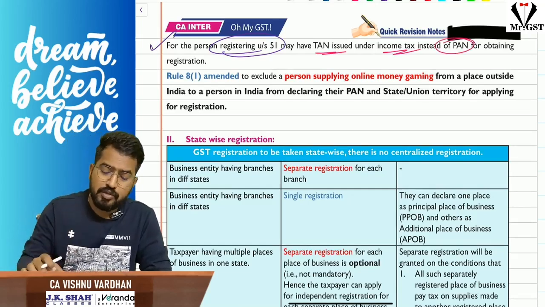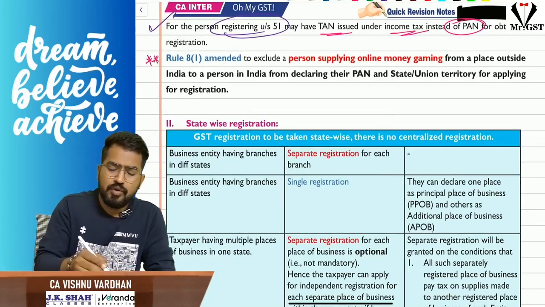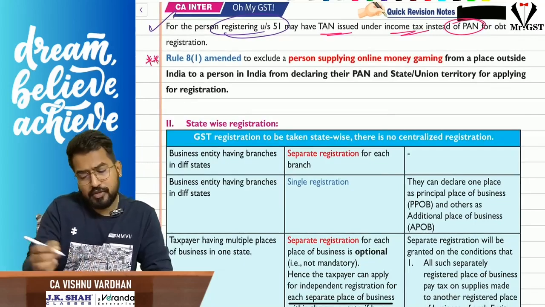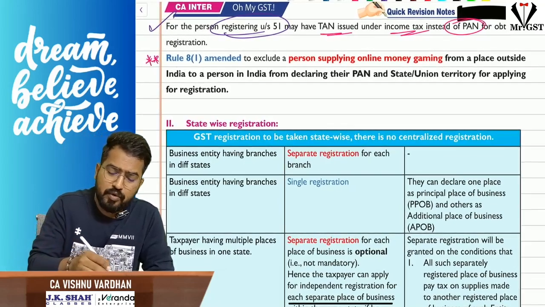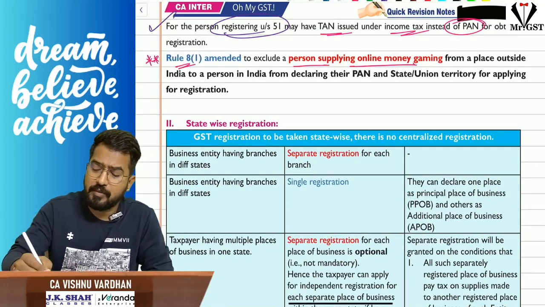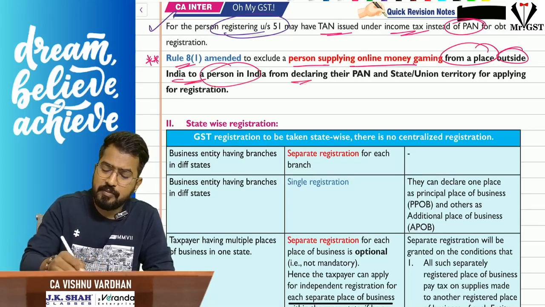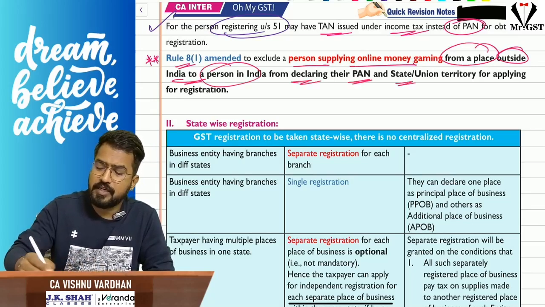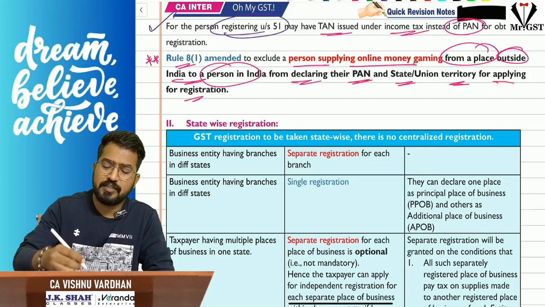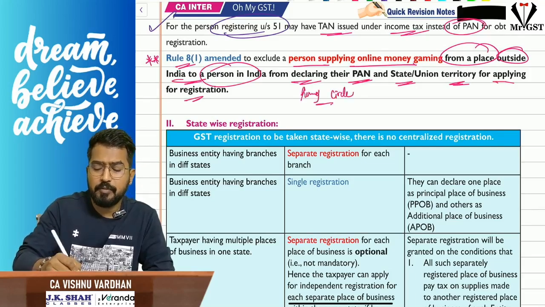Another one. So now this is important for you. This is the amendment actually for your exam. So actually what happened now, sir, rule 8 sub rule 1 has been amended to exclude a person supplying online money gaming from a place outside India to a person in India from declaring their PAN, state, union territory for applying registration. Simple. Let us assume these people are providing Rummy Circle game from outside India.